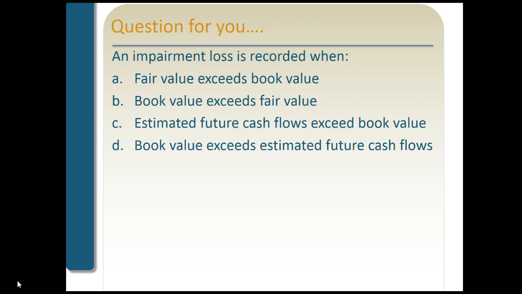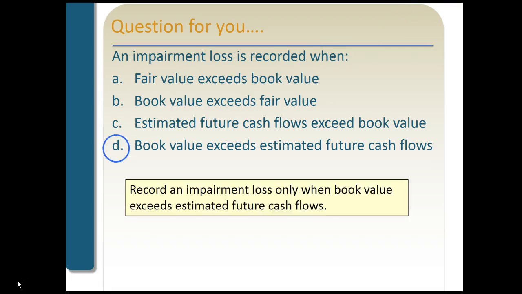Here's a question for you. An impairment loss is recorded when A, fair value exceeds book value, B, book value exceeds fair value, C, estimated future cash flows exceed book value, or D, book value exceeds estimated future cash flows. Book value exceeds estimated future cash flows.